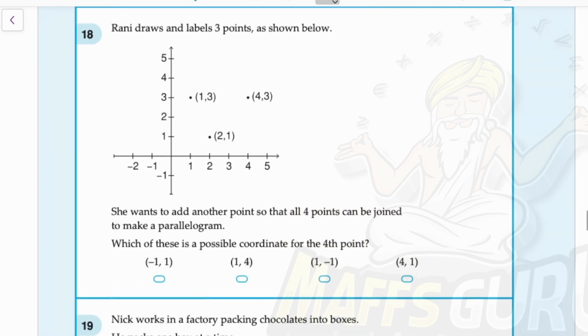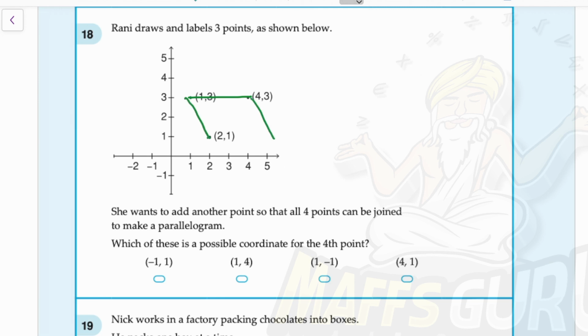Rani draws and labels 3 points as shown below. She wants to add another point so that all 4 points can be joined to make a parallelogram. Which of these is a possible coordinate for the 4th point? Now again, funnily enough, this type of question comes up at VCE quite a lot. Now a parallelogram has two sets of parallel sides. We could draw it in two ways. We could draw it like that.